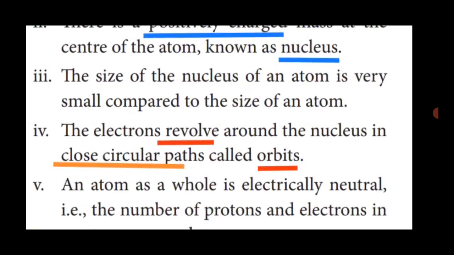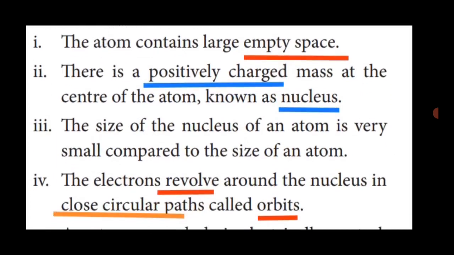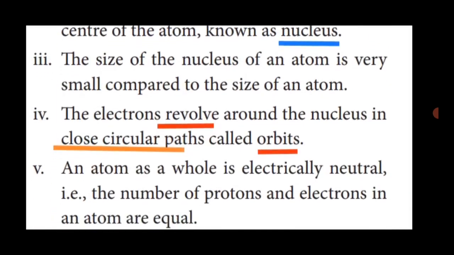The electrons revolve around the nucleus in a closed circular path. This closed circular path is called an orbit. Already we know atoms contain large empty space. In this large empty space, electrons revolve around the nucleus in a circular path. What is an orbit? The closed circular path in which electrons revolve around the nucleus is called an orbit.